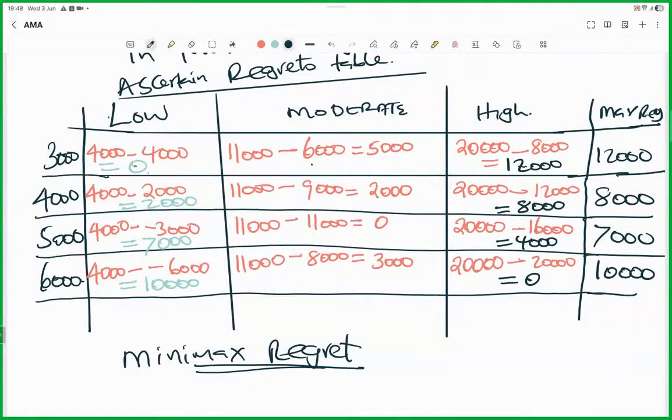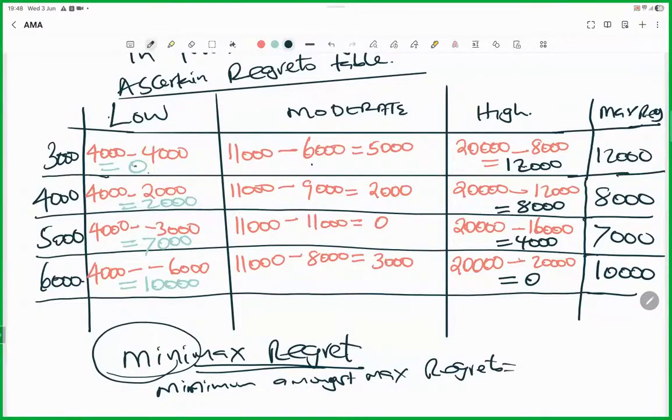You times by probability on the EMV. You go for the minimum. So that's about minimax. First you get the maximum regrets, and then to optimize and choose the best one, you go for the minimum. The minimum amongst the maximum regrets is what? Yes, 7,000. And therefore, they should supply how many units? 5,000 units, like that.